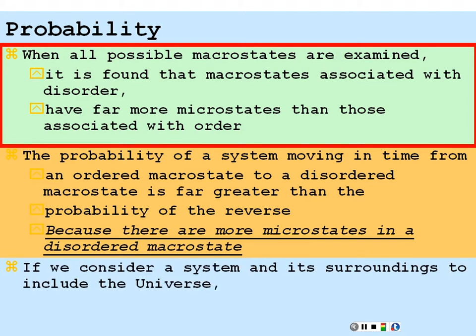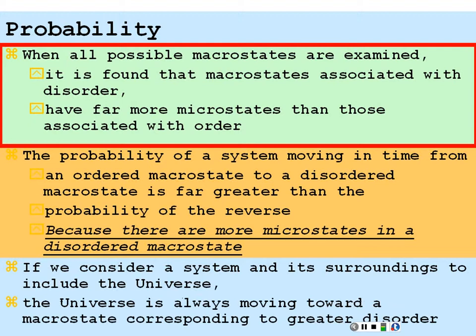If we consider the system and its surroundings to include the universe, it is always moving toward a macrostate corresponding to greater disorder. So as time progresses, as the universe expands, there are more possibilities of microstates, and hence there is more disorder because there are more microstates.